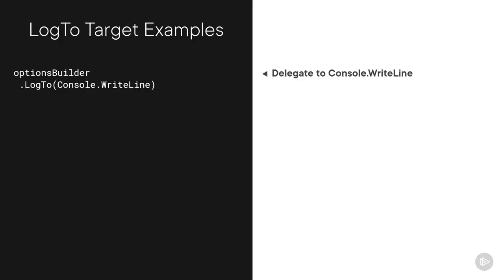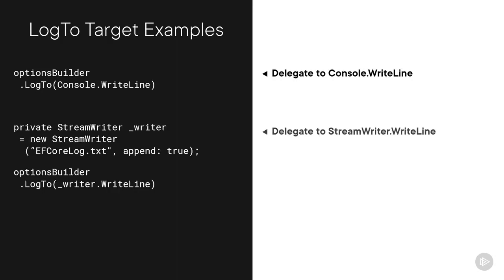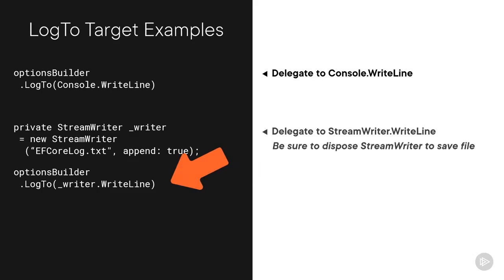You saw already that one target was the delegate for Console.WriteLine to output the logs to the console. Another useful delegate you can use is a StreamWriter if you want to output to a file. First, you need to instantiate a StreamWriter object, and then the delegate would be the writer's WriteLine method. And it is really important that the file gets closed when you're done. That's how it gets saved as a file instead of just being in memory.